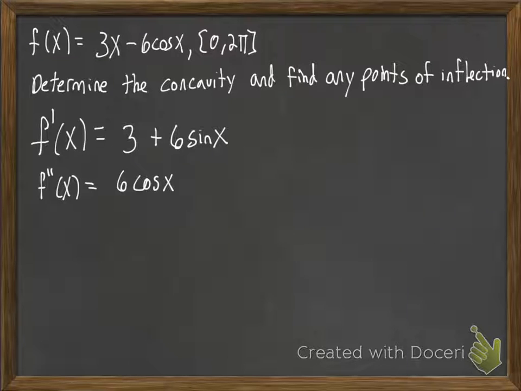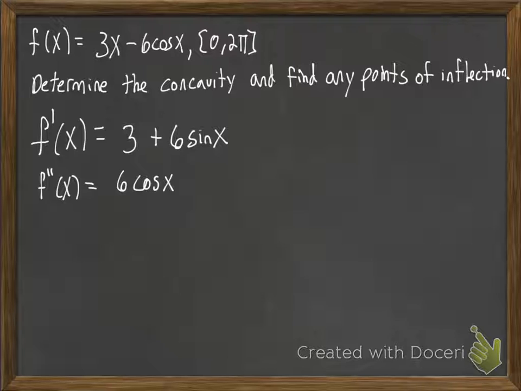Okay, another example. We're given a function 3x minus 6 cosine x, restricted to the interval 0 to 2 pi. We want to determine the concavity of the graph and also find any points of inflection. So we start by finding the second derivative.